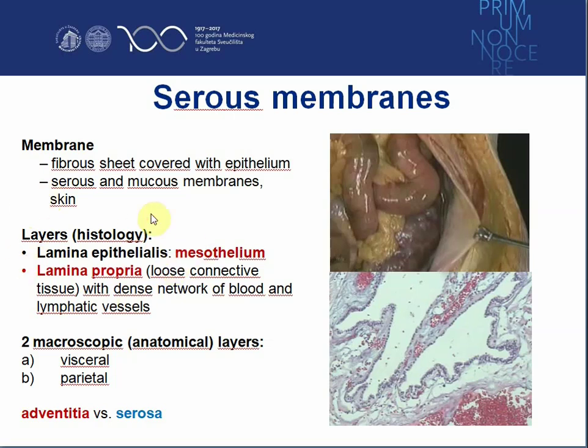The serous membrane therefore consists of two layers: the epithelial layer, or lamina epithelialis, or the mesothelium, which is formed by a single row of cuboid cells overlaying a loose connective tissue underneath it, which is rich with nerves, blood vessels and lymphatic vessels, and this subserosal tissue is called the lamina propria or subserosa. Both layers are present in the microscopic sheets of a serous membrane or the anatomical layers.